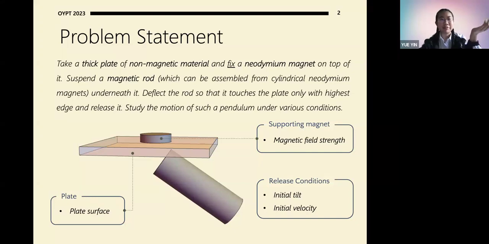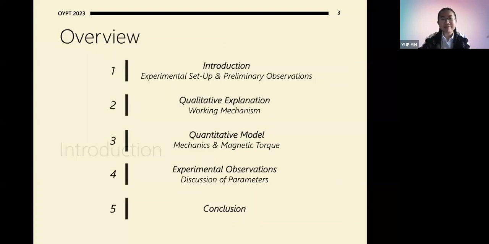So this is an overview of the slides. Here is the experimental setup that I used. It was not the first experimental setup I used, but it was the final one. What I basically did was to clamp an acrylic board to the lab bench to ensure that it does not shake, and used it as the non-magnetic plate.